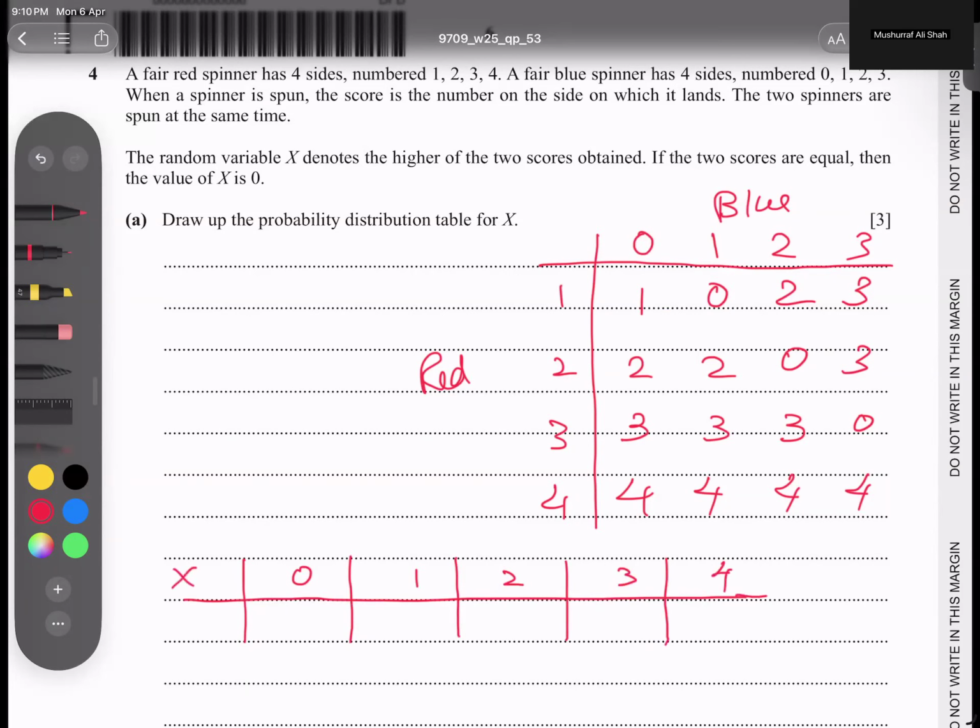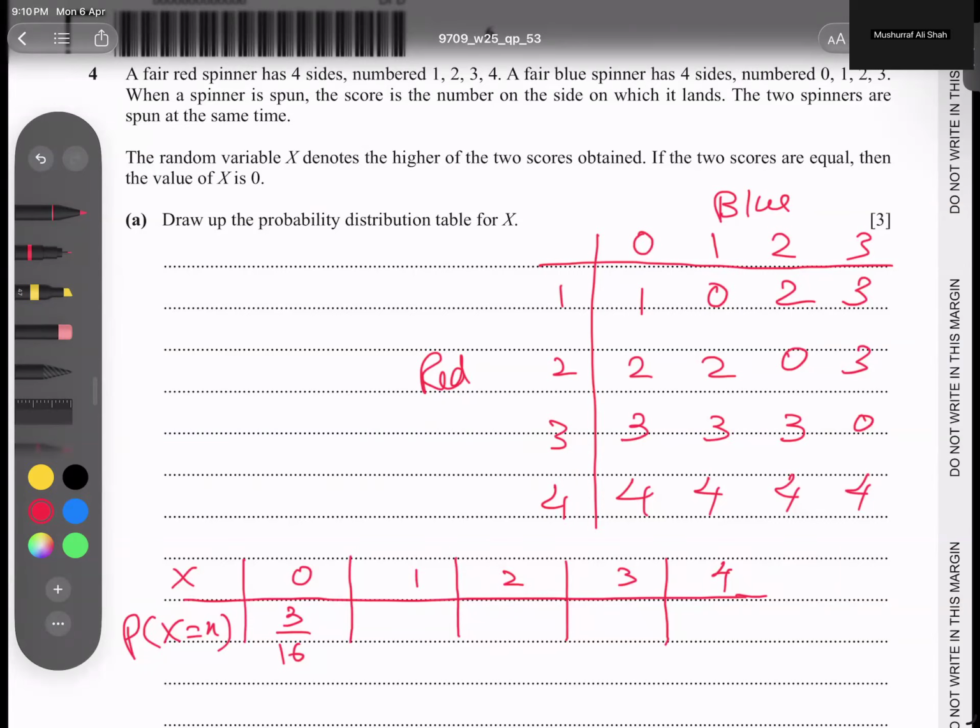So here I'm writing X, here I'm writing probability of X. How many zeros are there? 3 zeros. So 3 out of 16. I think the point is very clear and easy, nothing hard. Okay, so then we can think about the next part.